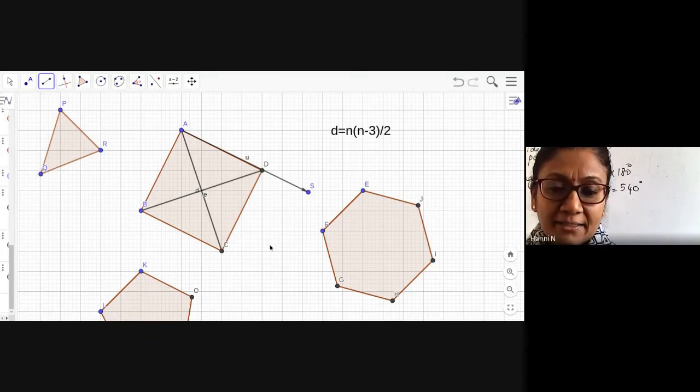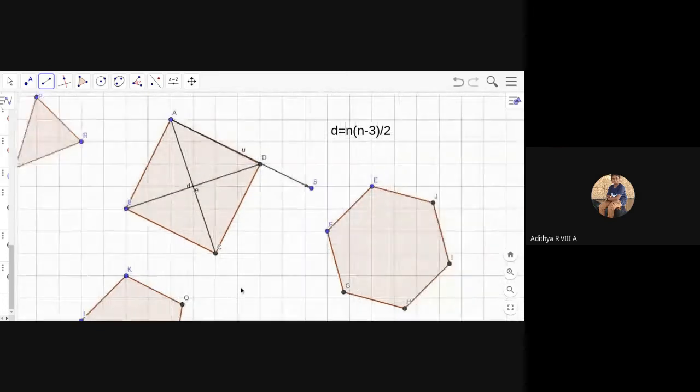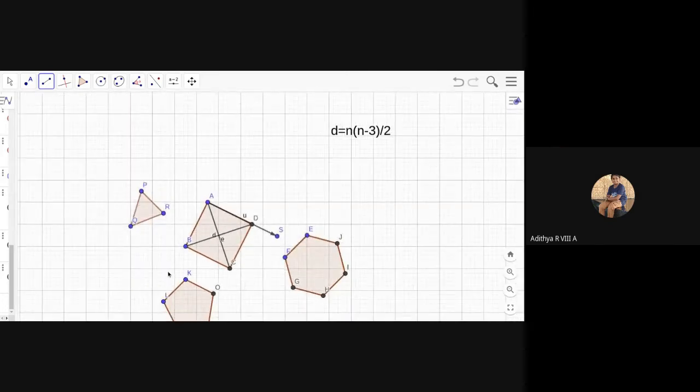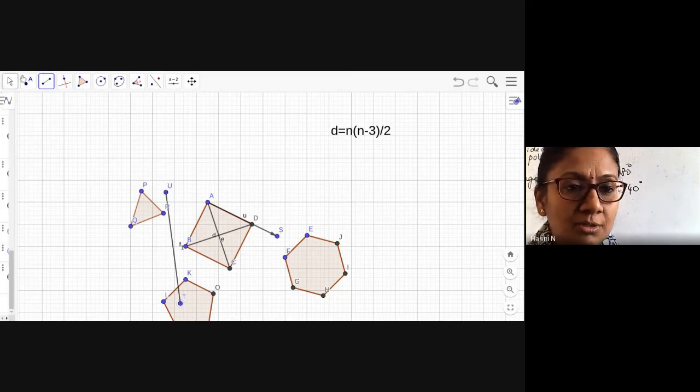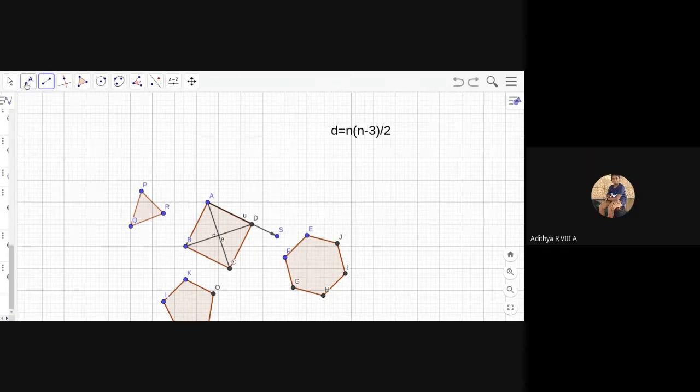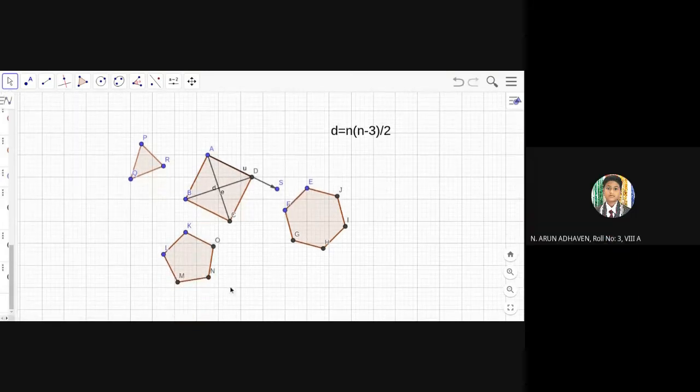Now going to the pentagon. Can you see the pentagon? Maybe I have to reduce. No, ma'am. Now? Ma'am, half of it is visible, ma'am. Yeah, wait. You can move it. Yeah, ma'am, now it's visible.